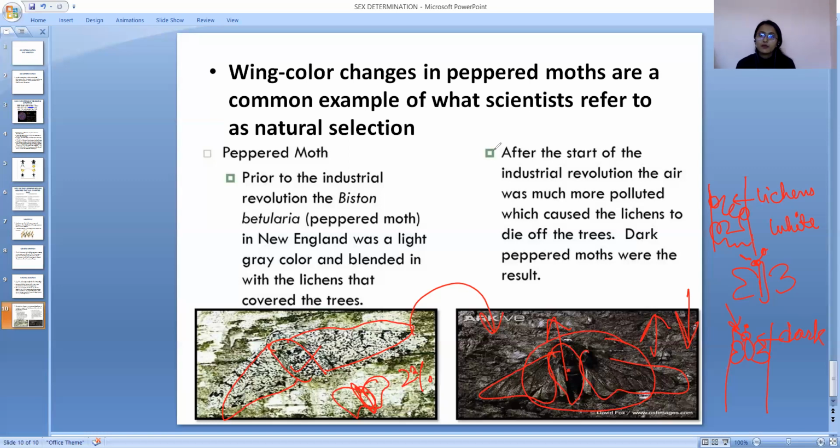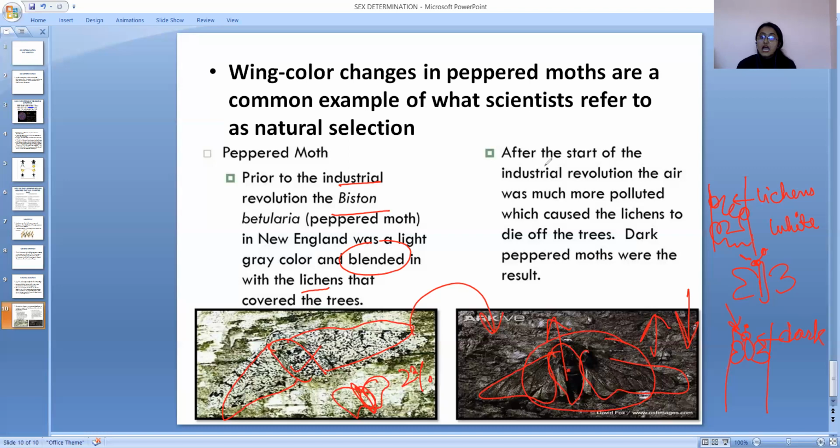The scientific name of peppered moth is Biston betularia. Peppered moth. Let's read out here also. Wing color change in the peppered moth is a common example of what scientists refer to as natural selection. Prior to the Industrial Revolution, the Biston betularia peppered moth in New England was a light grey color and blended with the lichen. Blended मतलब कैमोफ्लेज हो जाती है, लाइकन की तरह ही दिखने लग जाती है, तो प्रेडेटर्स को पता नहीं लगता यहाँ कुछ है, वो खा भी नहीं पाते.